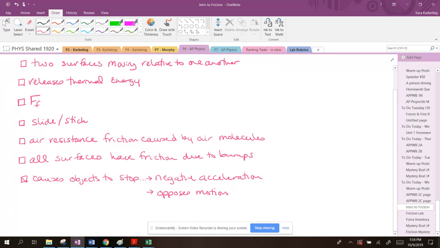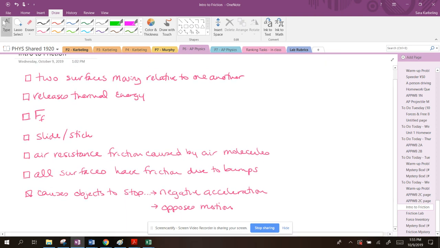Maybe not. You have something. What's that? It's going to slow it down. Yeah. So it's going to cause it to stop eventually. It's going to have a negative acceleration. It always opposes the motion. Okay? So these are all fantastic things.